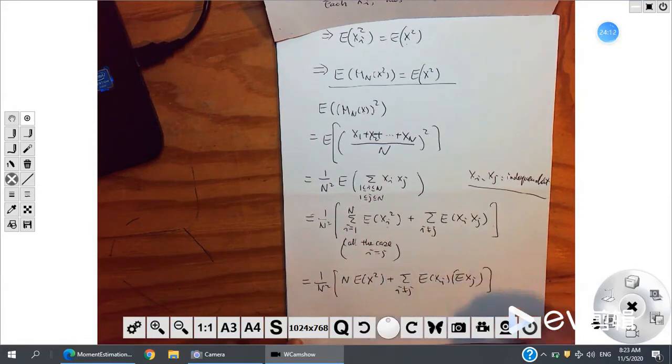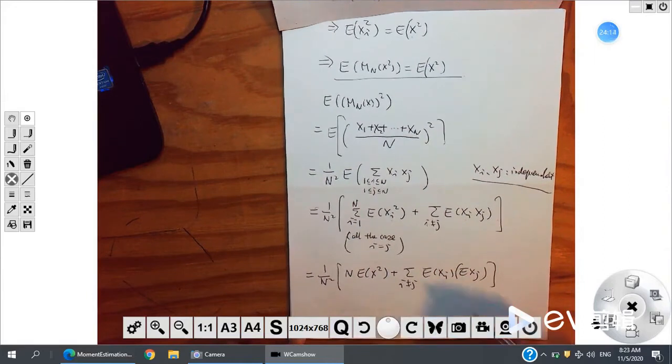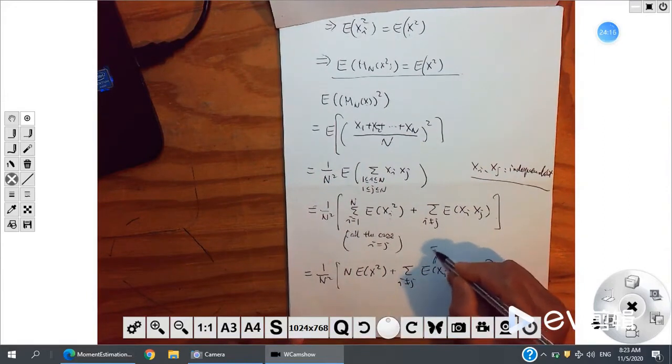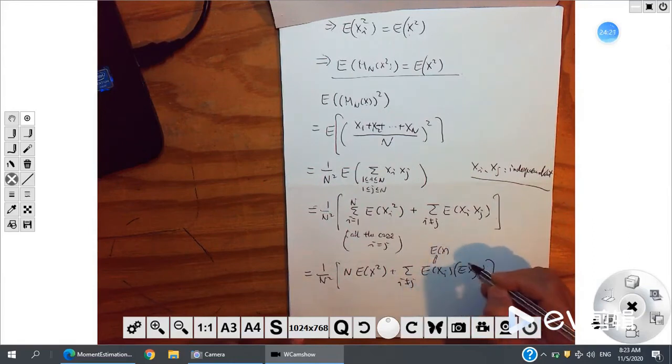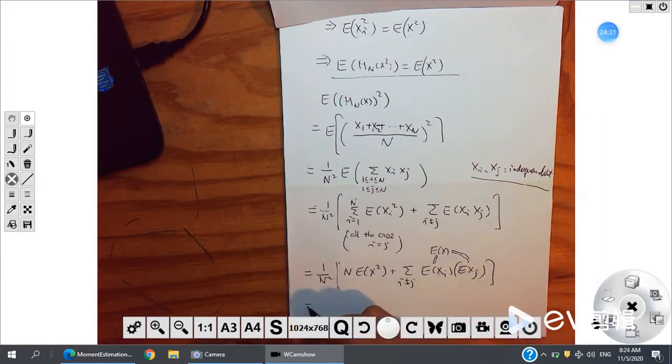This one, and then what is this one? This is E of x, because xi is a sample of x. And this one is also E of x, another sample. So both are E of x. I put this together, n and then cancel. This is 1 over n times E of x squared.